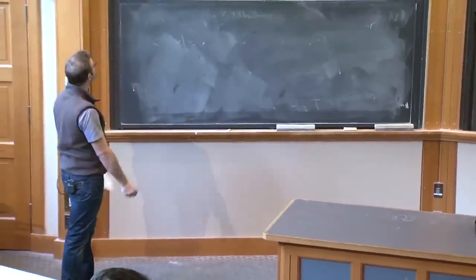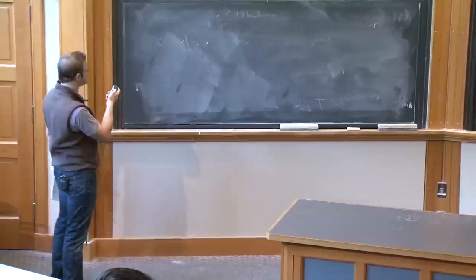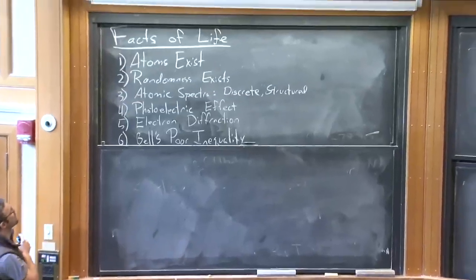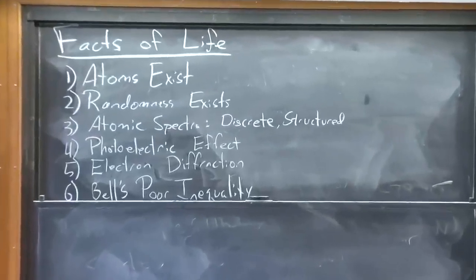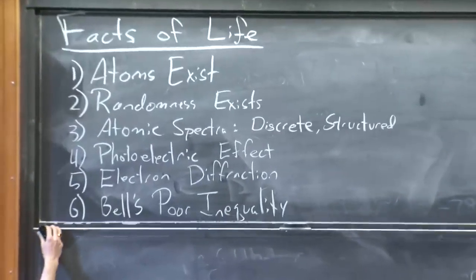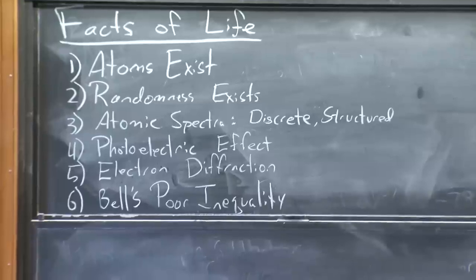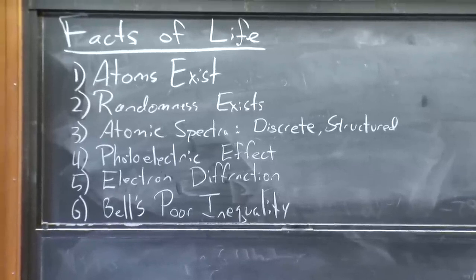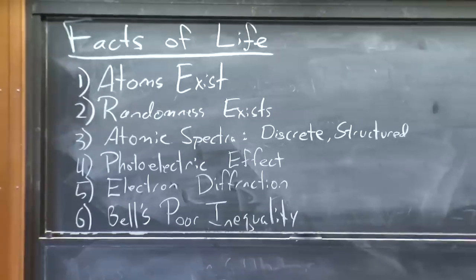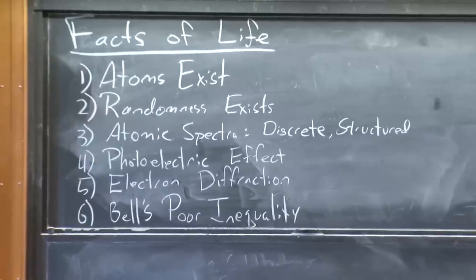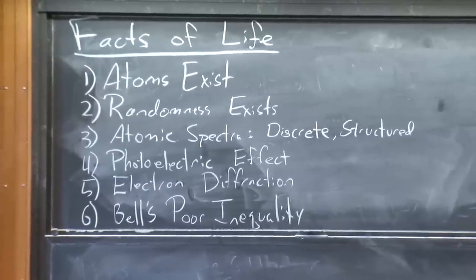So we'll start off with, let me just outline them. So first fact, atoms exist. I'll go over some of the arguments for that. Randomness, definitely present in the world. Atomic spectra are discrete and structured. We have a photoelectric effect, which I'll describe in some detail. Electrons do some funny things, in particular electron diffraction. And sixth and finally, Bell's inequality, something that we will come back to at the very end of the class, which I like to think of as sort of a frame for the entirety of 804. OK.